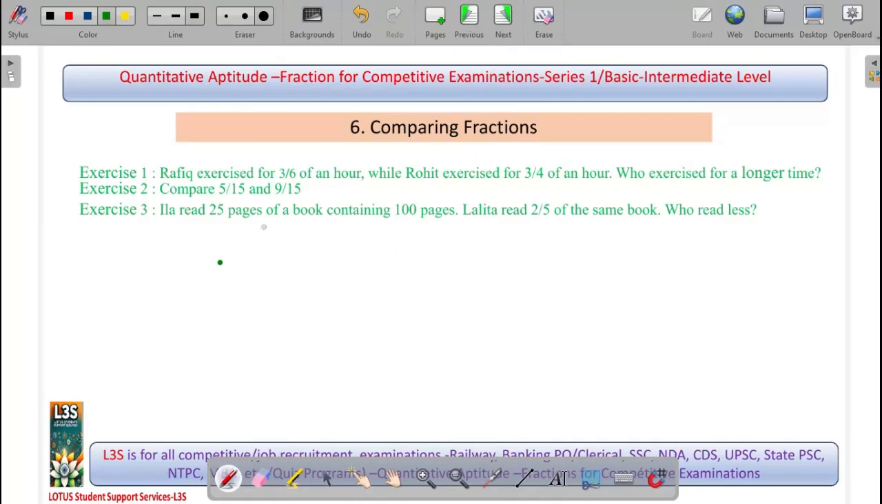It is 5 by 15 and 9 by 15. This is a like fraction, and here we can see 9 is greater than 5. The denominator is the same, so it is a like fraction. So it will be like this: 9 by 15 is greater than 5 by 15.